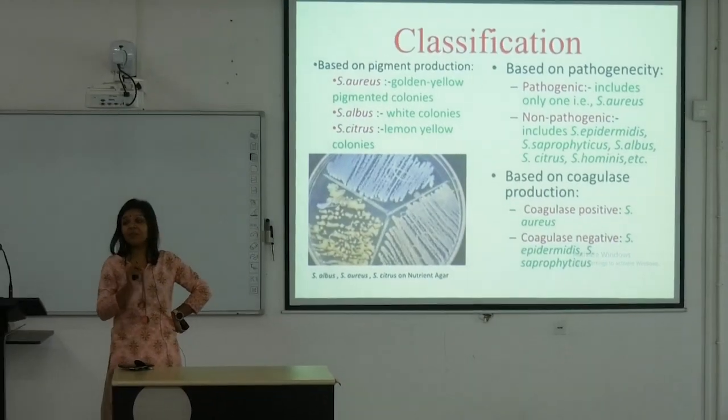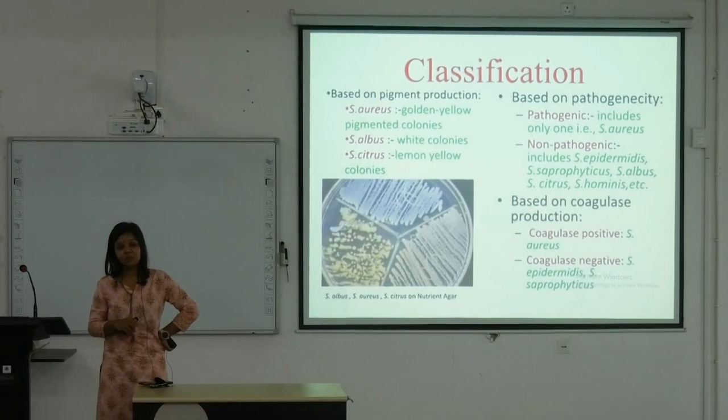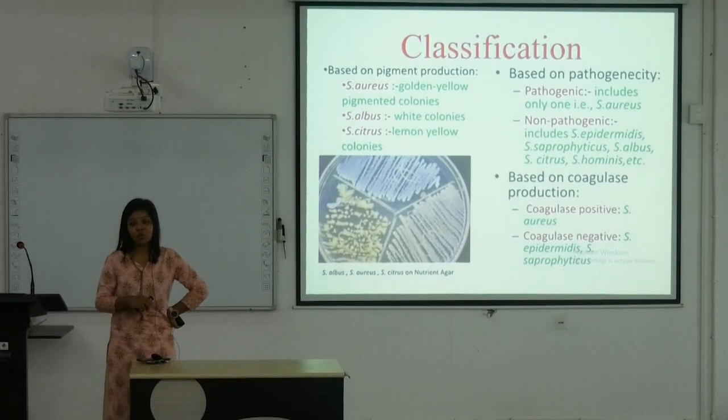Staphylococcus albus: albus means white, so it gives white colonies. Albus means albinism. You know the disease albinism.